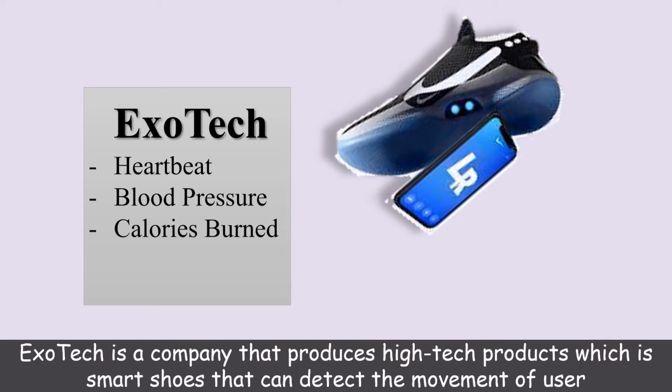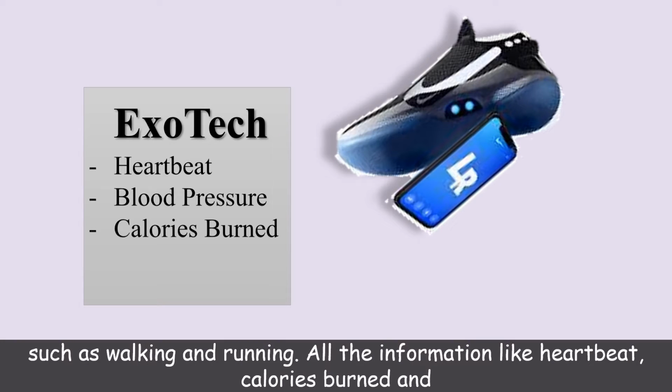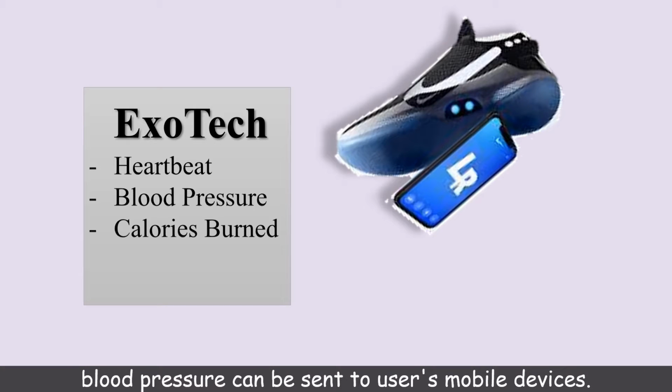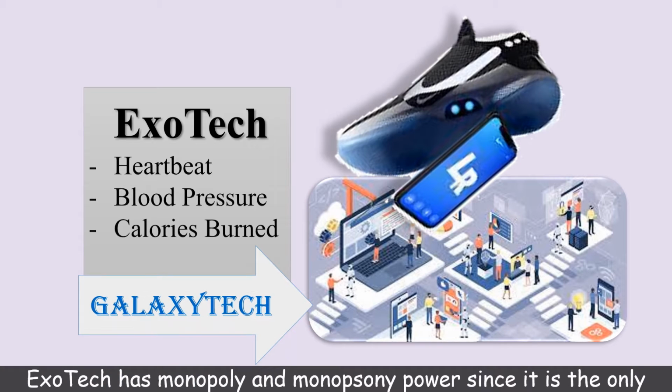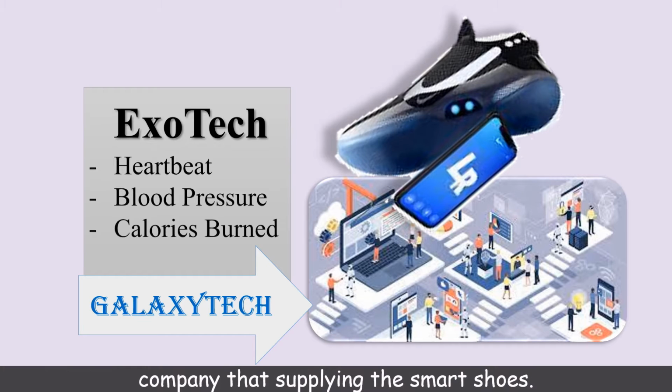Exotech is a company that produces high-tech products, which is smart shoes that can detect the movement of the user, such as walking and running. All the information like heartbeat, calories burned and blood pressure can be sent to users' mobile devices. Exotech has monopoly and monopsony power since it is the only company that's supplying the smart shoes.